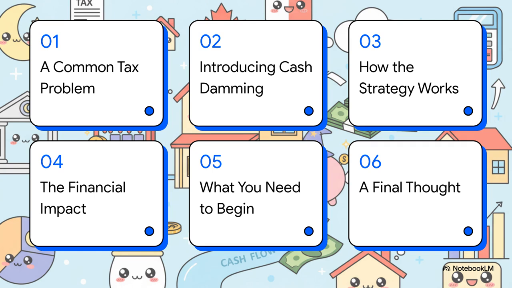So here's our roadmap for this explainer. We'll start with the tax problems so many homeowners face, then we'll introduce cash damming, get into the step-by-step mechanics, and look at the real financial impact over time. And we'll finish up with what you absolutely need to have in place to do this right, and a final thought on how this can change your relationship with debt.